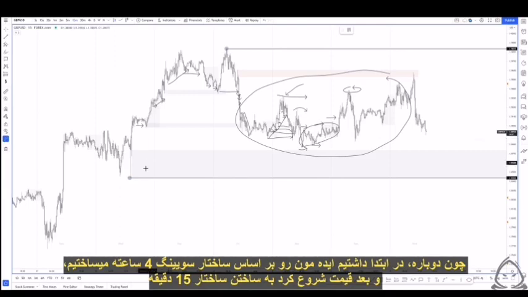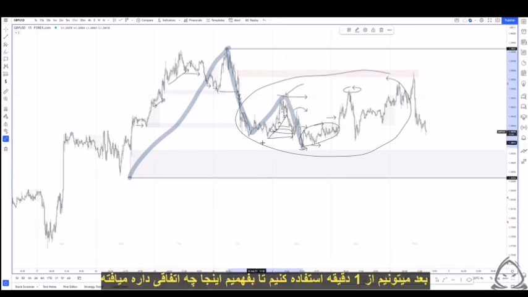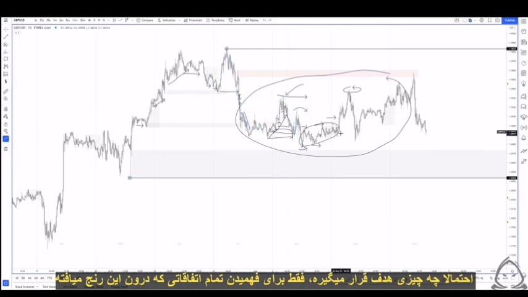Because again, initially we were building our idea off of 4-hour swing structure, and then as price started to create 15-minute structure, we could then use the 1 minute to understand what's happening here, what's likely to get targeted, just to understand everything that's going on within this range.